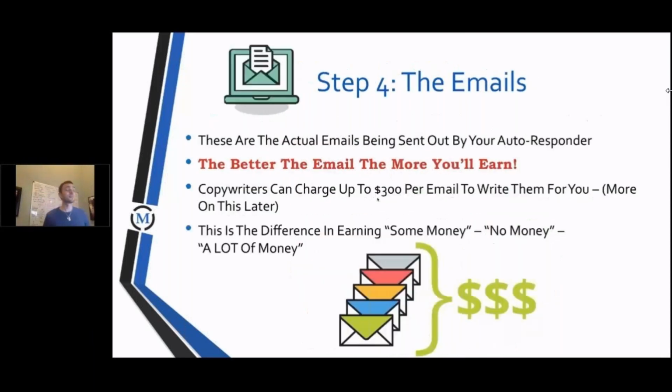Now, the next step is the emails. This is writing the emails that go out to all those subscribers. So somebody subscribes to your list from your opt-in page, and then they get their free ebook, and then you start sending them emails. The better the email, the more money you'll make. That's how it works. Now, you can hire someone to write emails for you. They will charge upwards of $300 per email. I want you to think about that, per email. So for a month's worth of emails, a copywriter could charge you $9,000.